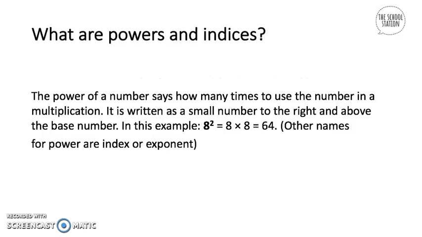So first of all, what are powers and indices? The power of a number says how many times to use a number in a multiplication. It is written as a small number to the right and above the base number. For example, 8 squared literally means 8 times 8. If it was 8 to the power of 3, with a small 3 on top, it would mean 8 times 8 times 8. So basically, it tells you how many times to use a base number. It's really that simple. Other names for power are index or exponent, so you have to look out for those in exam questions.